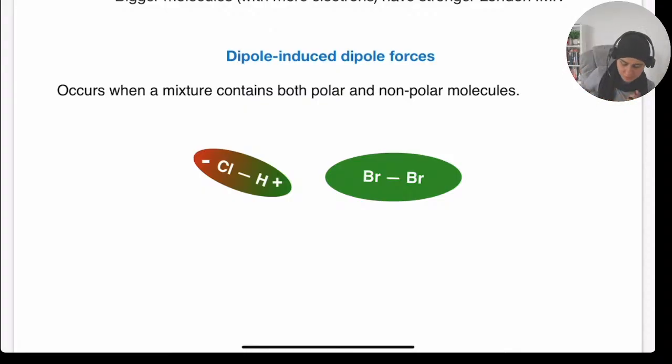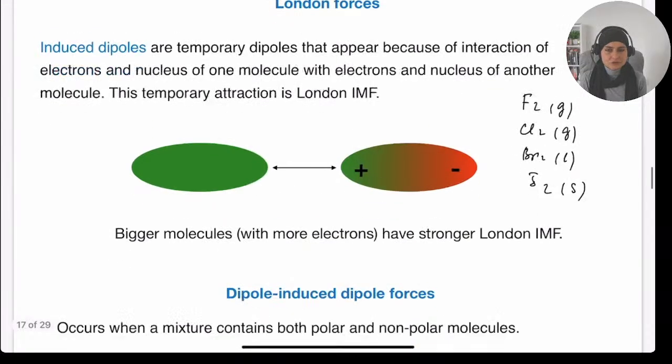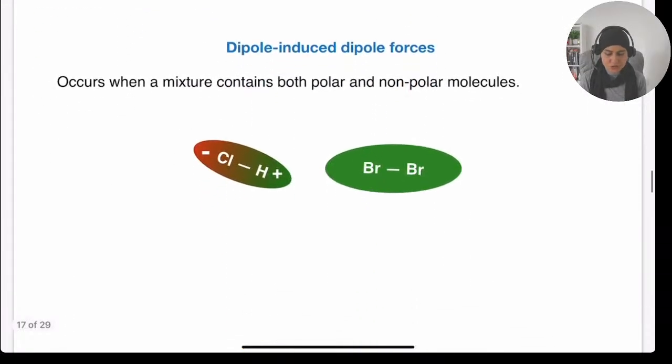Attraction between those dipoles is permanent, but they can also induce a dipole on the non-polar molecules, and the attraction between induced dipoles of the non-polar molecules and permanent dipoles of the polar molecules, that's the dipole-induced dipole intermolecular force. So basically, if the molecule is non-polar, you can only have London forces. If you have a mixture of polar and non-polar molecules, you would also have dipole-induced dipole forces on top of London. I hope that's fine.